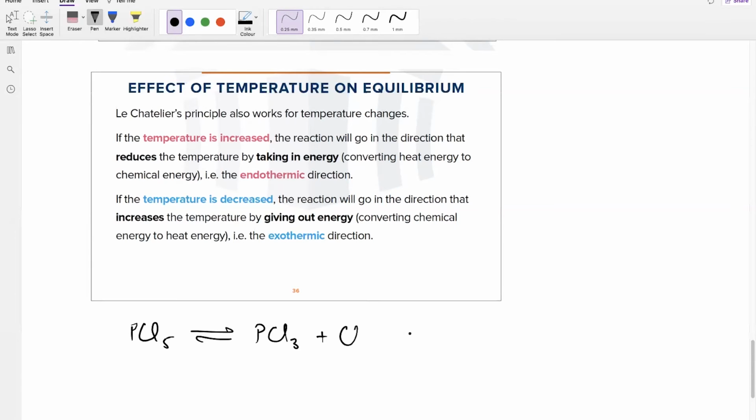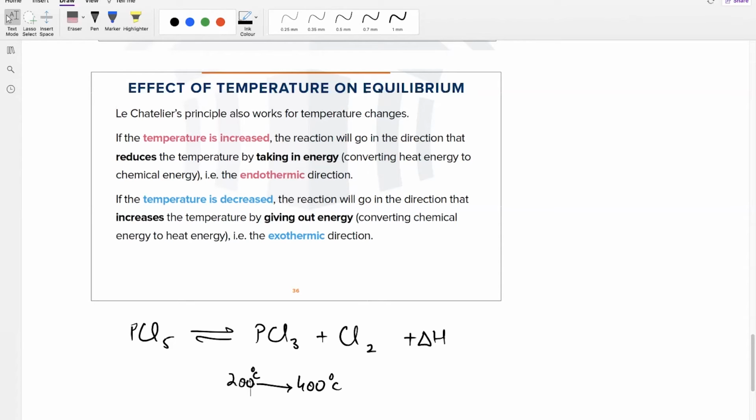Now, this is an endothermic reaction. Let's suppose I'm having this reaction at 200 degrees Celsius and there's equilibrium. If I raise the temperature from 200 to 400 degrees Celsius, what will happen? Will the forward reaction be increased or will the backward reaction be increased? Like the rate. So for that, we have to understand that this is an exothermic reaction.